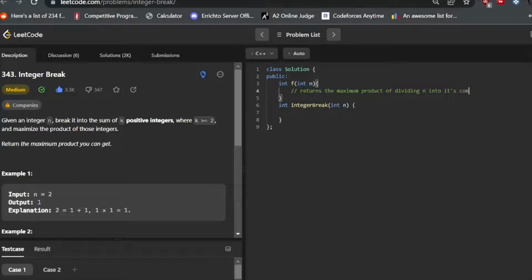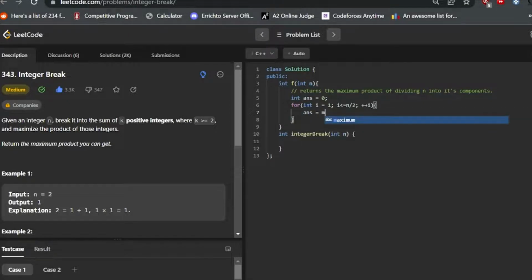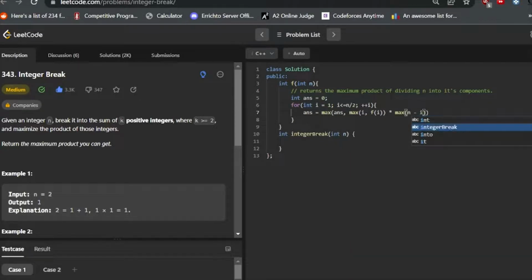Let me just call it components, right? Components. So let me have int answer equals 0. Let me begin with this idea that I just mentioned. So answer will be max of answer comma max of i comma f of i, into max of n minus i comma f of n minus i.